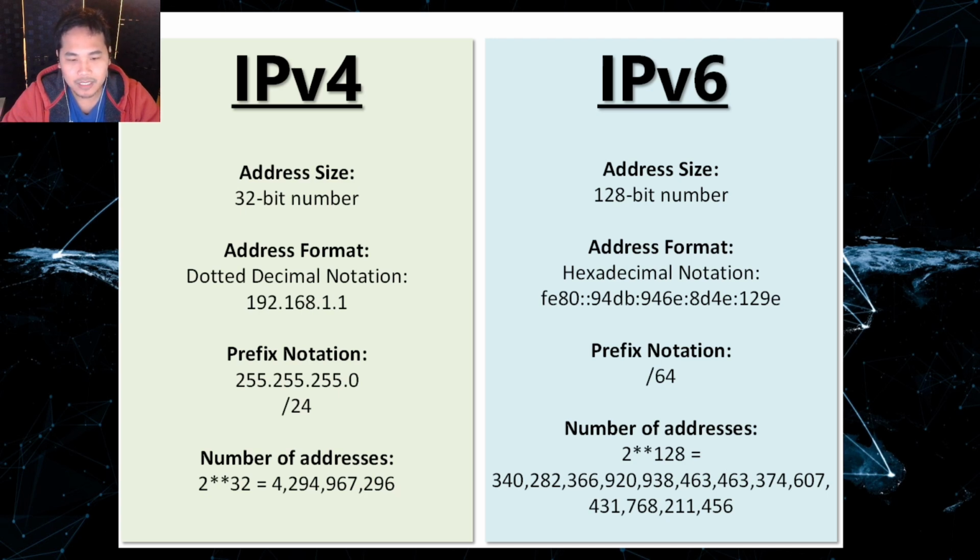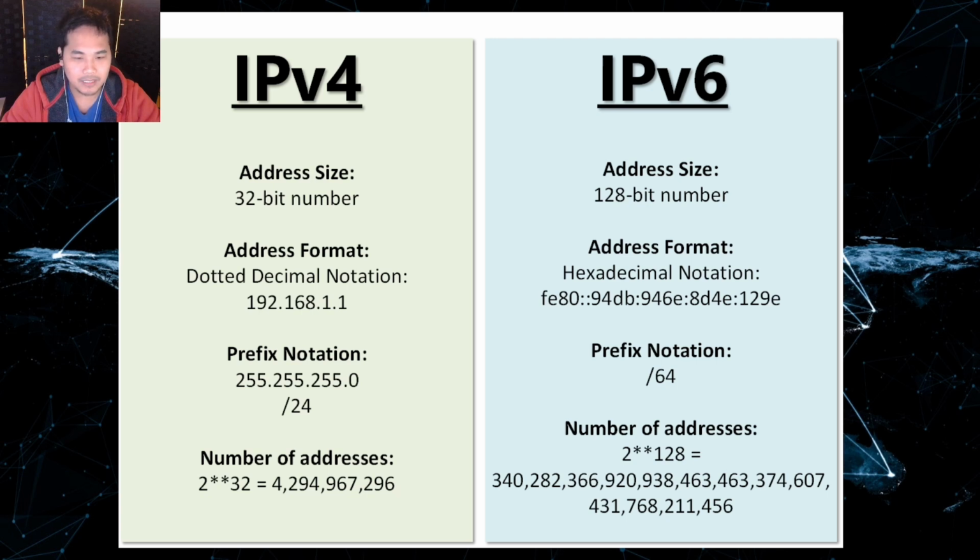An IPv4 address looks like 192.168.1.1. An IPv6 address looks like this: FA80, 94DB, 946E, 8D4A, 129E. They are written in hexadecimal, separated by colons. Shorthand rules let you compress consecutive zeros with a double colon.